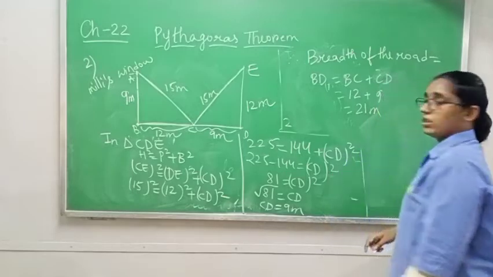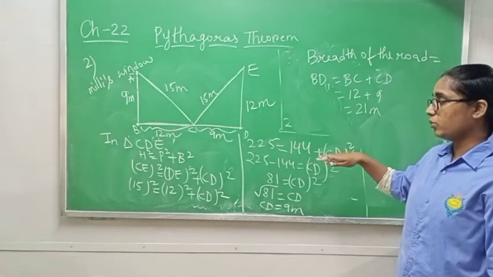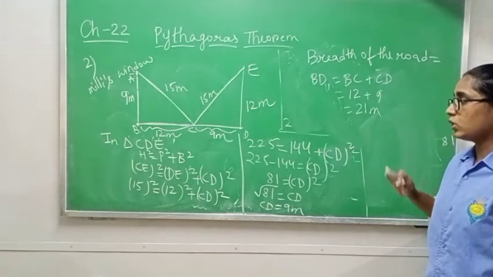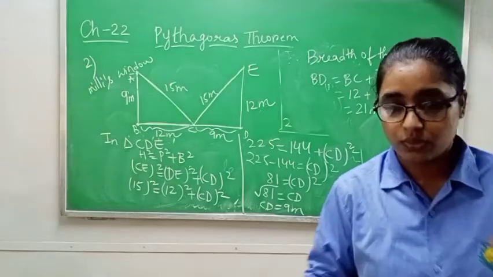Okay, understood this one? So what I am doing, first I am finding base from both the triangles, then I am adding that to find breadth of the road. Okay, complete this one.